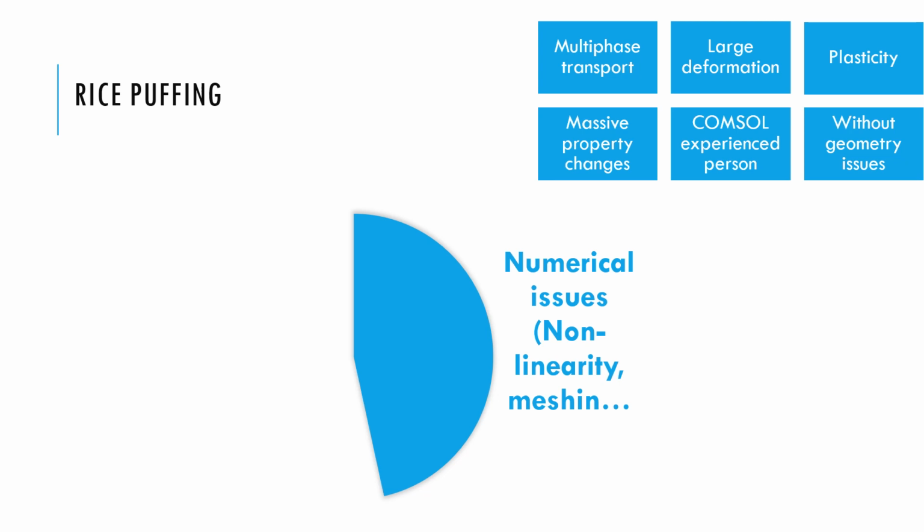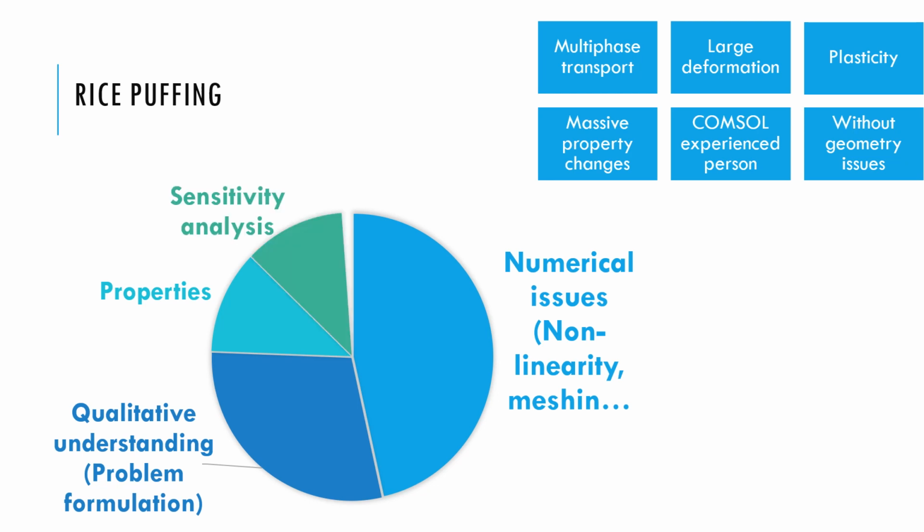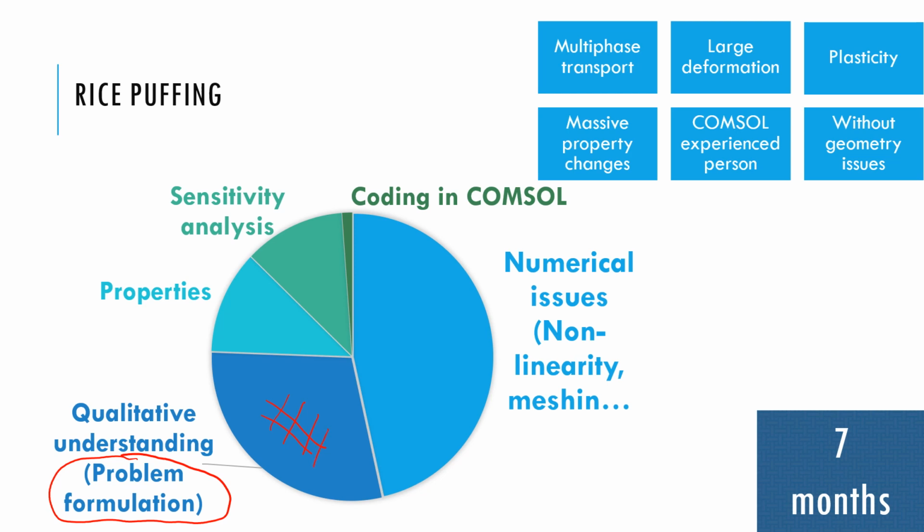The numerical issues, solving the complex set of equations, still take the bulk of the effort, but problem formulation still takes a very significant portion of the time needed for the total modeling effort. This is the main point, that problem formulation takes a very, very significant part of the total effort.